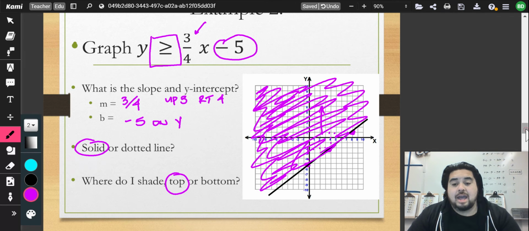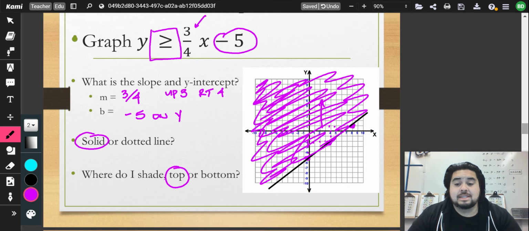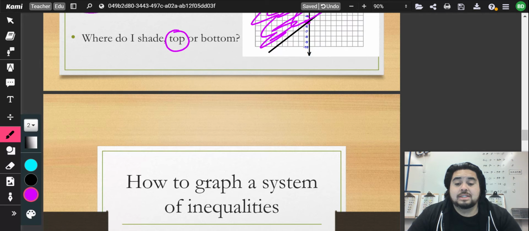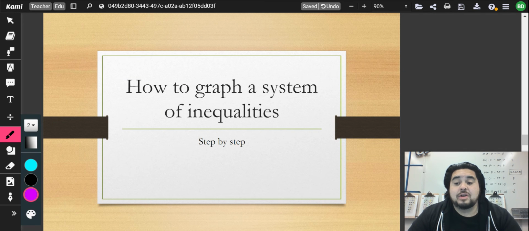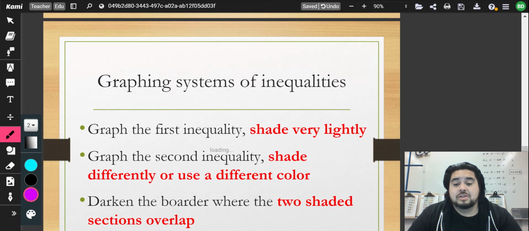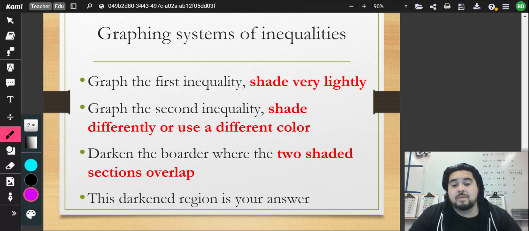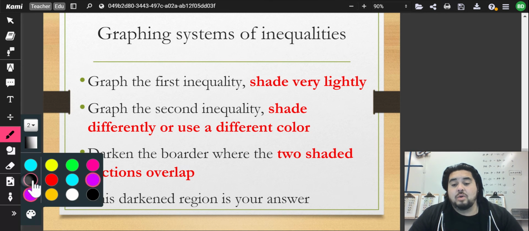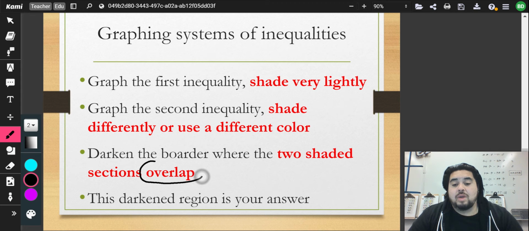Now that we know how to do that, we are going to be talking about graphing systems. Graphing systems is very similar. You're going to do the same exact steps, except you're graphing two. So what I'm going to do is use different colors. I'm going to graph my first inequality using one color, and the second one using a different color. What we're looking for is the overlap, where the two colors are overlapping. Essentially, we're looking for any points that will make both inequalities work at the same time. And so we're looking for the overlap.